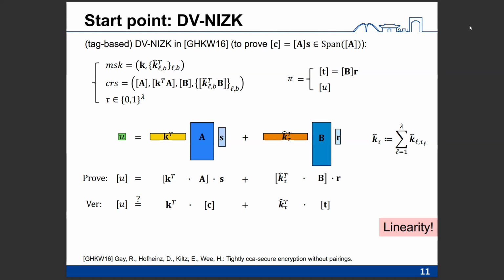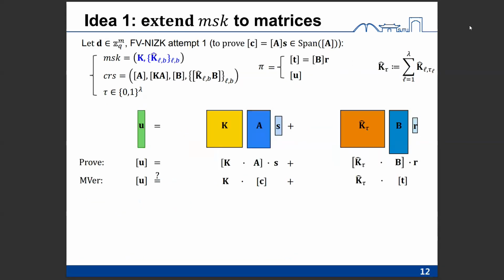So due to this property, now we design FV-NISC as follows. Our first attempt is to extend MSK from vector to matrix. As highlighted in blue, now MSK contains K and a series of K hats. All of them are matrices. This is designed to let MSK contain more entropy so that it can support K derivation algorithms. And next we design proof and M verifier algorithm just as those in DV-NISC.